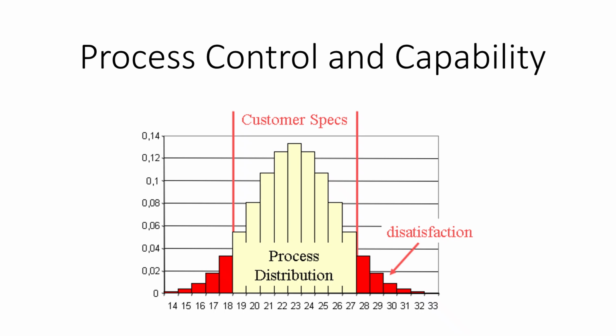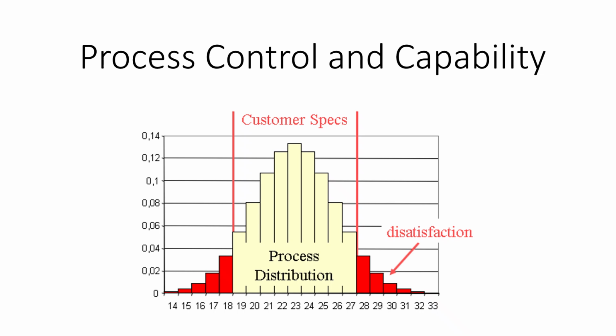Stability means a process is behaving in a predictable way, but it doesn't necessarily mean it meets the customer expectations. Process capability measures to what extent it can satisfy the customer requirements. The first step for process improvement is to achieve stability.